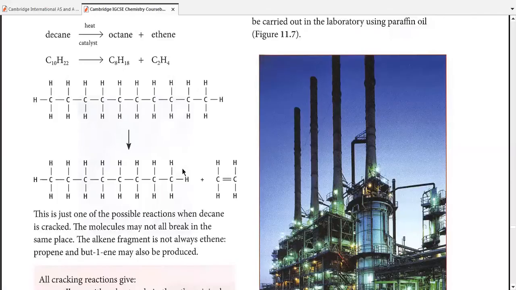So if you have the copies in front of you, before we get started with the equations on your side, let me revise the equation we did yesterday. Take a look at the starting equation. Decane in the presence of heat and catalyst gives us octane and ethene.